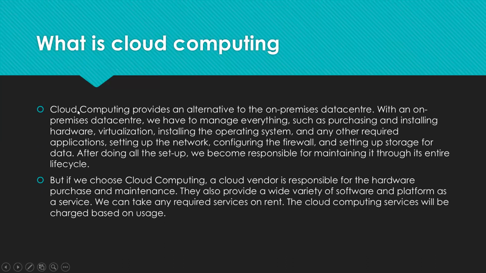Okay, what is cloud computing basically? Cloud computing provides an alternative to on-premises data centers. It provides a huge network of many data centers. With an on-premises data center, we have to manage everything, such as purchasing and installing hardware, virtualization, installing the operating system and any other required applications, setting up the network, configuring the firewall, and setting up software for data. But if we choose cloud computing, a cloud vendor is responsible for the hardware purchase and maintenance. The cloud vendor is the one who looks after all the network services within the data center. Cloud computing services are charged based on usage.